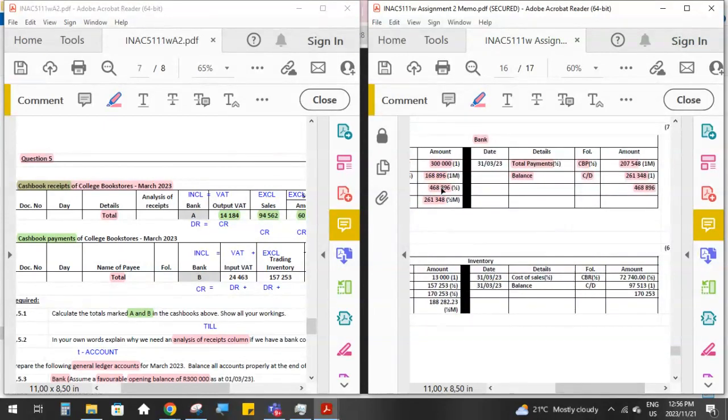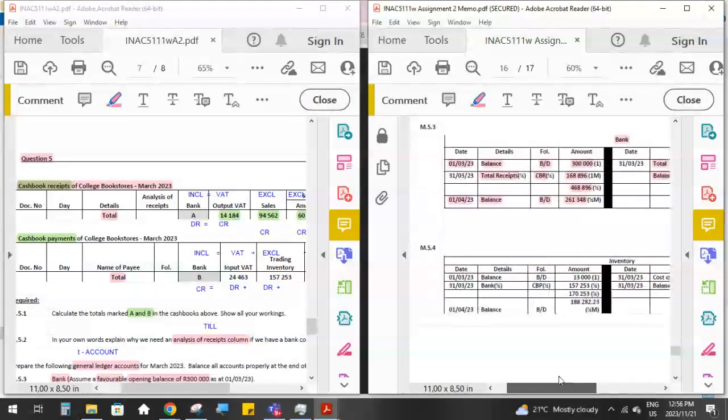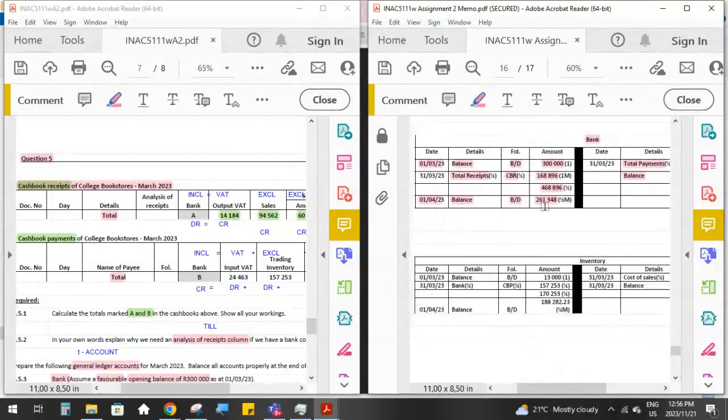This, and that, and this total here is the workings for what that balance is. And because the debits were more than the credits, we write that balance down on the debit side. Okay.